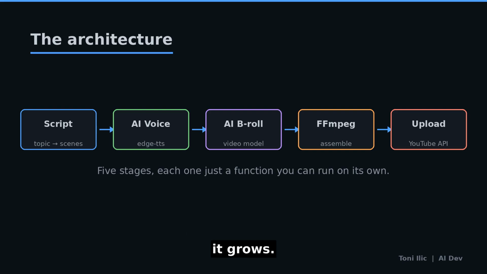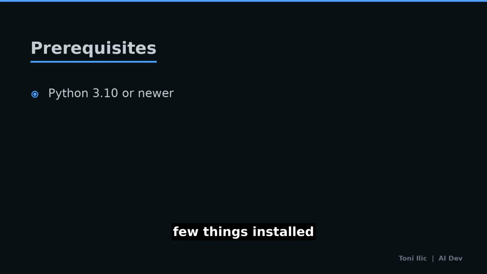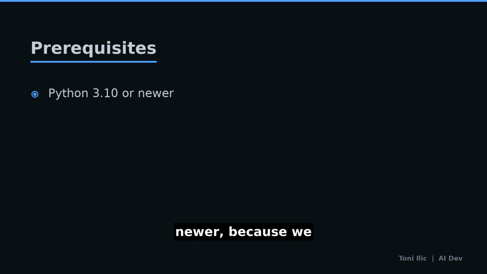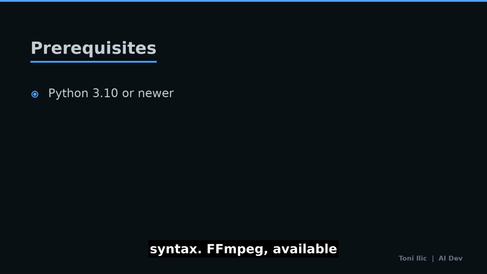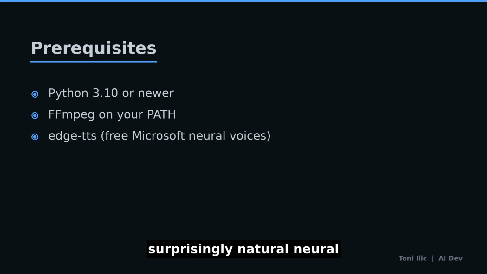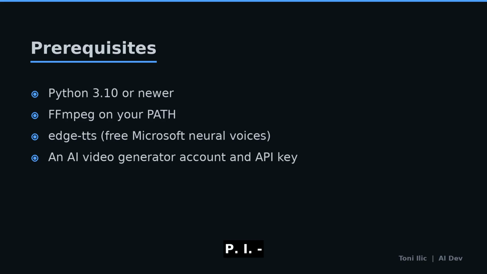You'll need a few things installed before we start. Python version 3.10 or newer, because we lean on modern syntax. FFmpeg, available on your path. This does all the heavy lifting for audio and video. The edge-tts package, which gives you free, surprisingly natural neural voices from Microsoft. An account with an AI video generator that exposes an API. There are several, and the pipeline doesn't care which one you pick.